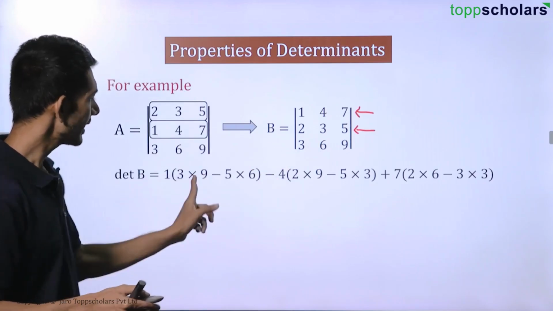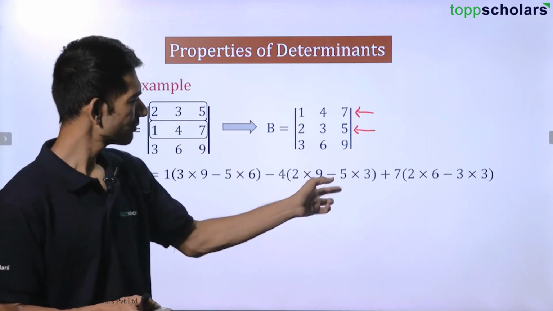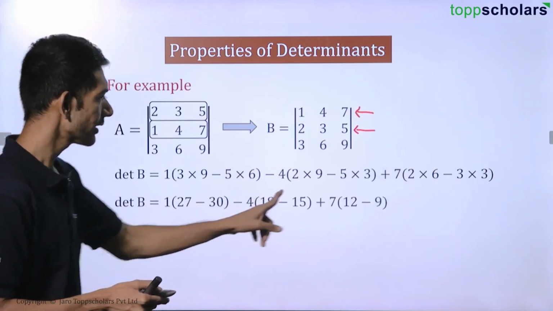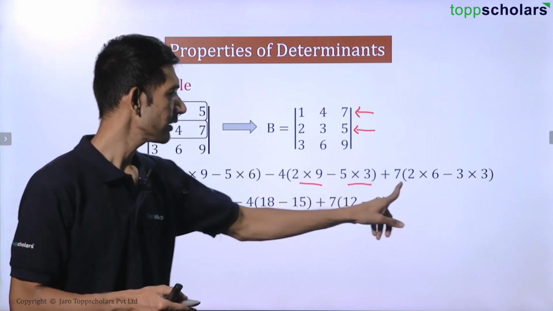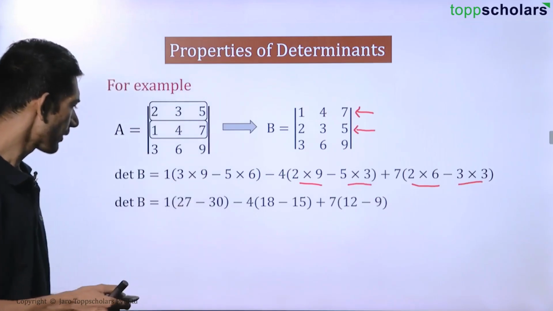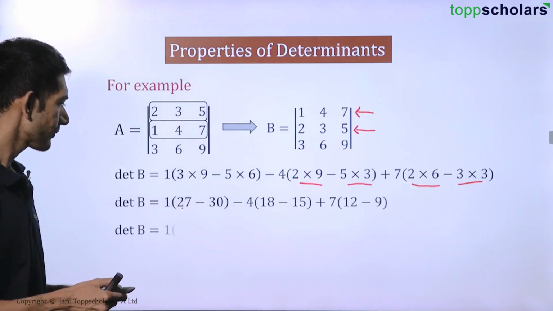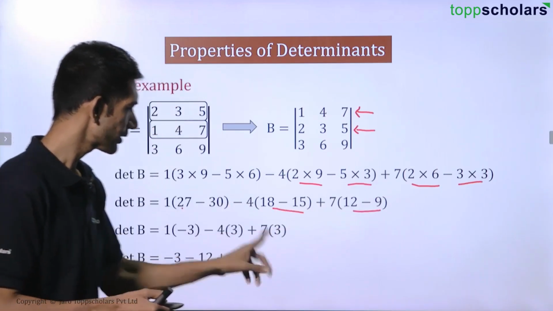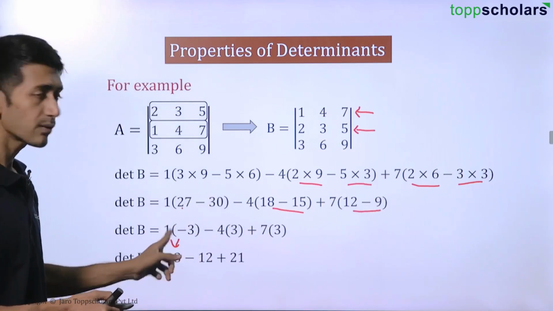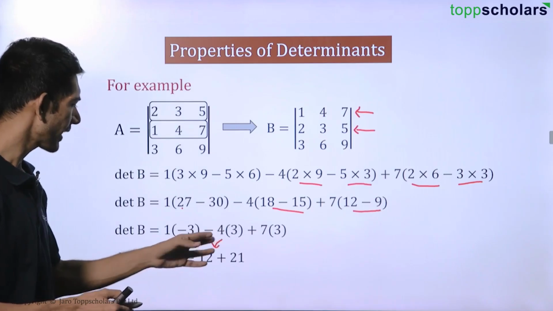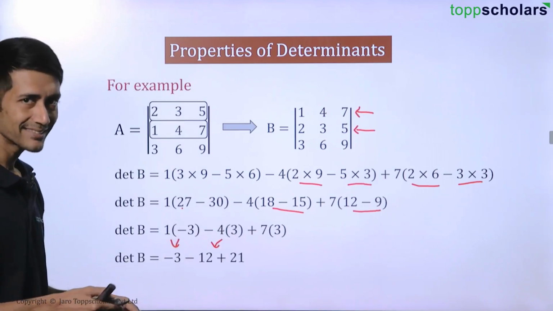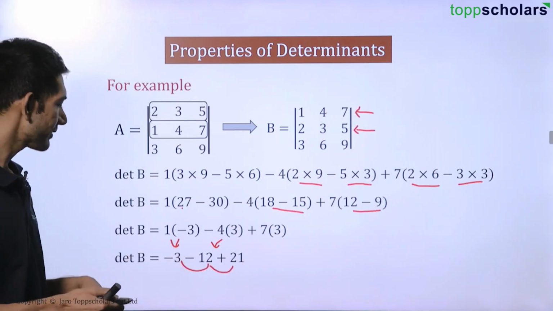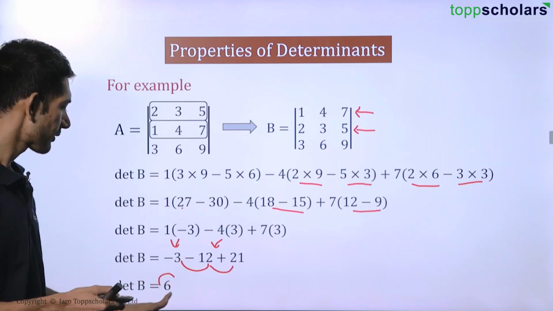So 1, 3 9s are, minus 5 6s are, then minus 4, and so on. So 3 9s are 27, 27 minus, this will be minus 30. This is 18, this is 15, this is 12, this is 9. Let's solve further. 27 minus 30 is minus 3. Then this becomes 3, this becomes 3, this becomes minus 3, 1 into minus 3 is minus 3. Basic solving, I don't think I need to explain this. And finally, let us see what is the answer that we get. 21 minus 12 minus 3. So can I say that is 9 minus 3, which is 6? So the determinant of B is 6.